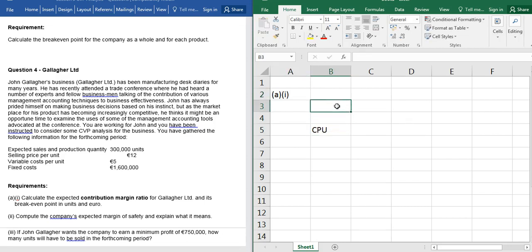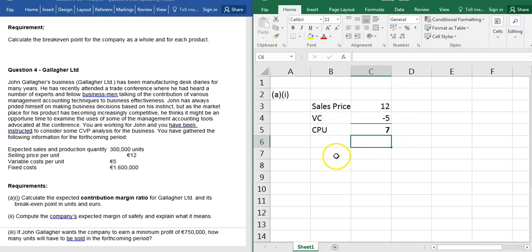Your CPU is taking your sales price and you take off your variable cost. So to get contribution margin ratio, you first have to get your contribution. The sales price is 12, the variable cost is 5. So that means for every diary you make, you get what we call contribution of 7. So you get 7 extra euro to contribute towards fixed cost. That's where the phrase comes from. It contributes towards your fixed cost. So your contribution per unit is 7.